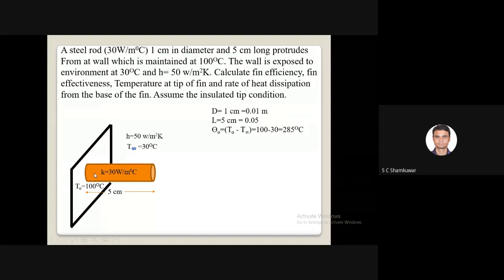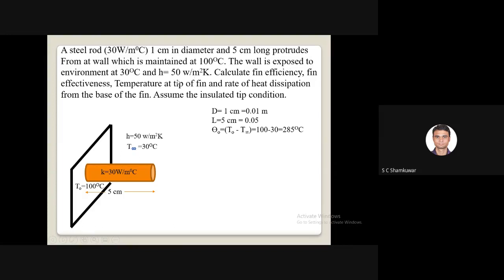It protrudes from a wall. Protrude means extended, बाहेर येणं. At a wall which is maintained at 100 degrees Celsius. So the wall is at 100 degrees Celsius. Therefore, the portion of the rod which is in contact with the wall base is also at 100 degrees Celsius. Therefore, T0, where x is equal to 0, we have taken 100 degrees Celsius.